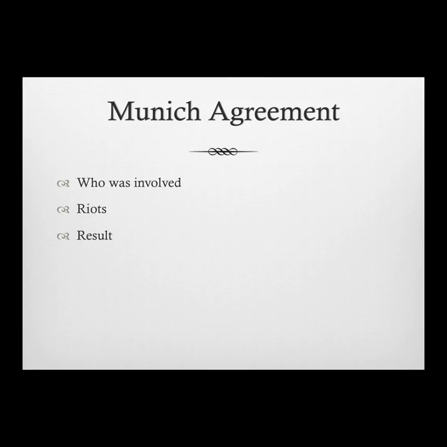The Munich Agreement. The countries involved were Czechoslovakia, Germany, Great Britain, and France. Germany started riots in much of eastern Czechoslovakia, causing martial law to be declared by the Czechoslovakian government in the Sudetenland. As a result, Great Britain and France allowed Germany to take over Czechoslovakia to help stabilize the economy.